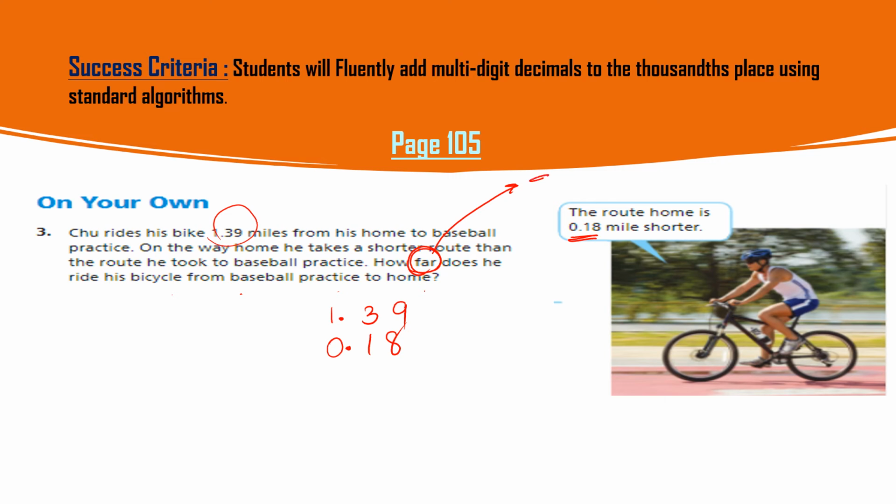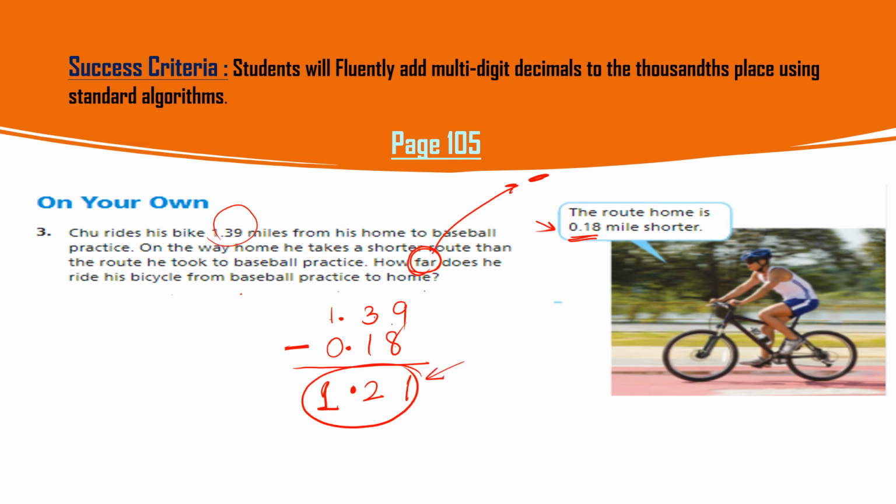It means again you have to subtract, because the longer route total was 1.39, and when he takes the shorter route, the shorter route is 0.18 miles shorter than the previous one, which means how much he rides, right? Okay, so how far he rides, you will write the minus. Okay, 9 minus 8, 1. 3 minus 1, 2. Point. 1 minus 0 is 1. So he rides 1.21.